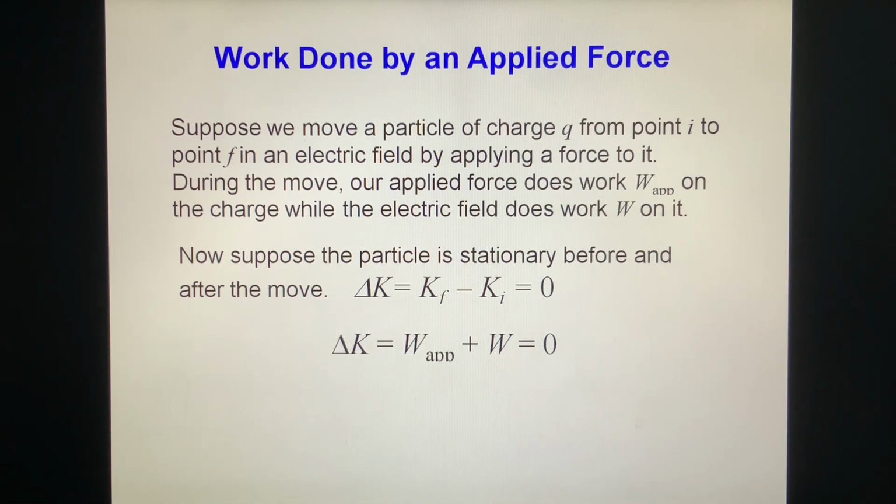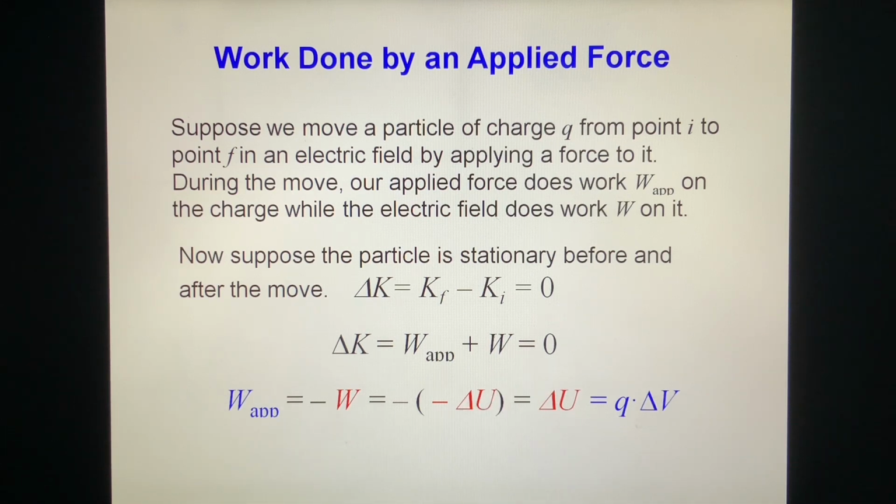This is another definition. Then we find the work we do, W applied, equals minus the work by the electric field. By definition, the work by the electric field is minus delta U. Minus and minus gives plus. So we find the work we do, by the applied force, is equal to delta U. If you want to find delta U, you just find the work done by us. And this work equals Q times delta V. We are going to use this quite often: W equals Q delta V.